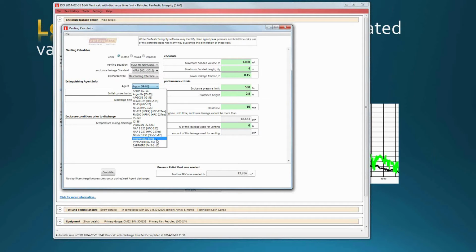So what will happen when you choose those in your reports is it will say ProInert, but you can simply go in there and change that in the Word version and change it to whatever name you want to put on there. But that is how you find the right curves for the pressure regulating valves.